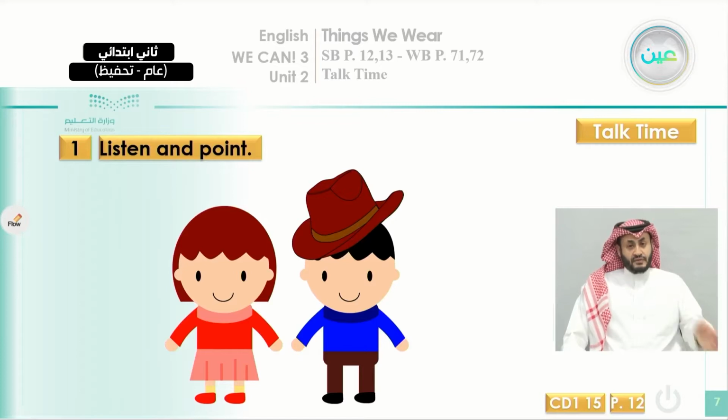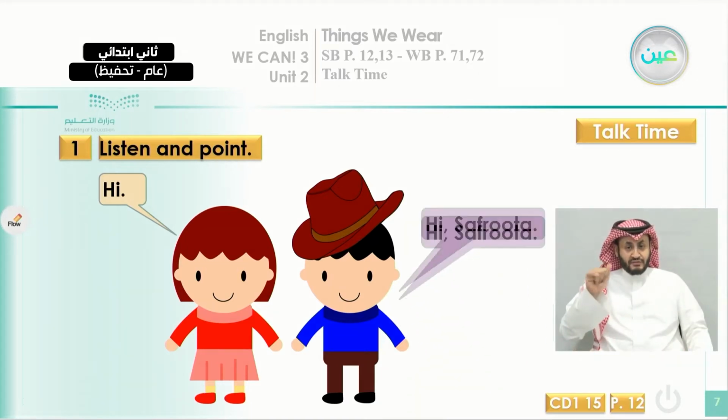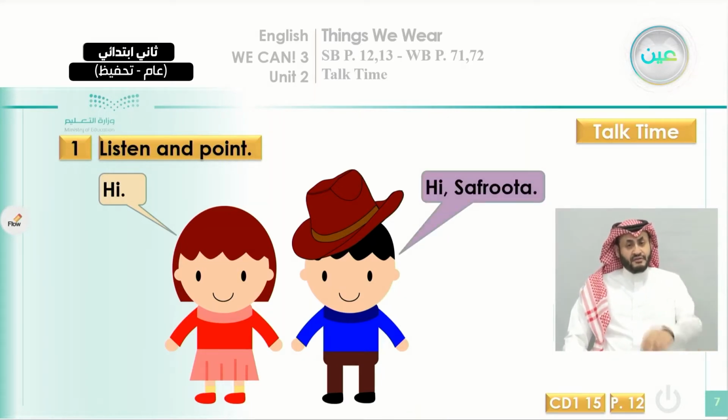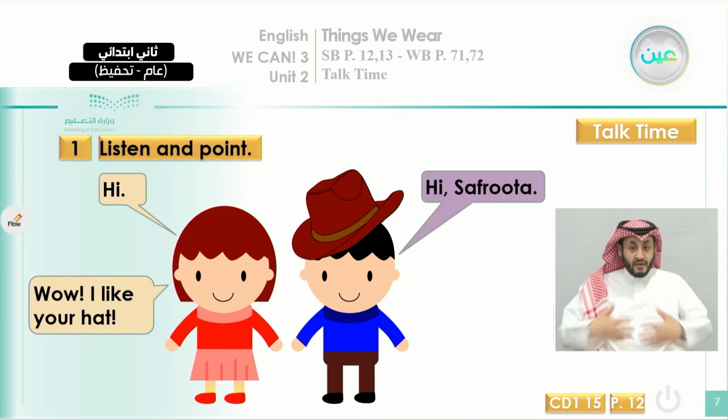Now we go to the talk time, the first section of Unit 2, Things We Wear. We will have this short conversation between this boy and this girl. She says hi, that means she is greeting this boy, and the reply is hi, Safruta. Her name is Safruta, and he is replying to her welcome. She says, wow, I like your hat. She tells him that she likes the hat he is wearing.